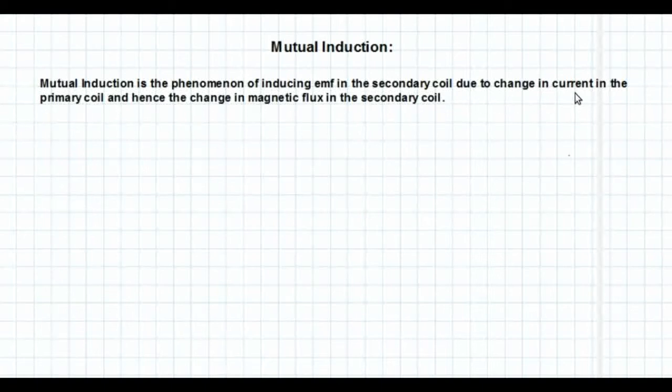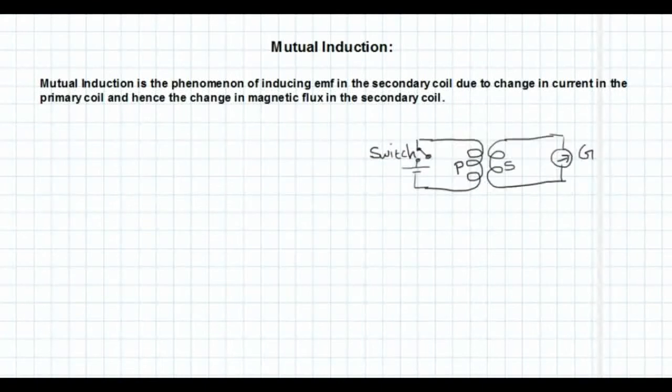So a change in current in the primary coil will produce a magnetic field in the secondary coil. Okay. So a change in current in the primary coil will produce a current in the secondary coil. So this is the arrangement of the primary and the secondary. Here you can see a switch. It is connected to a battery, and these two coils are placed very close to each other. And to the secondary there is a galvanometer connected.